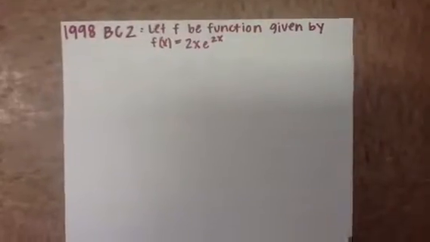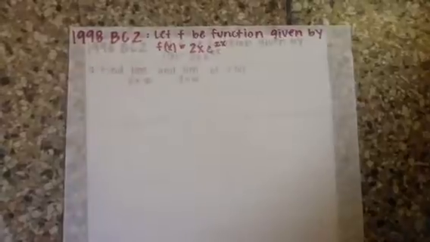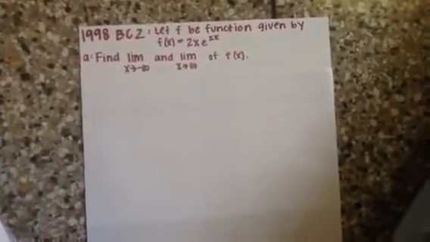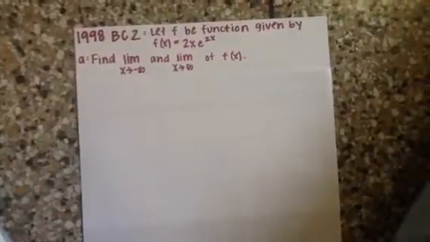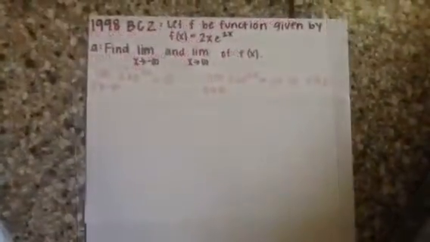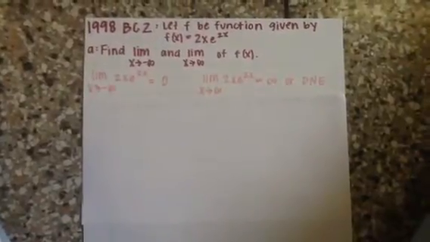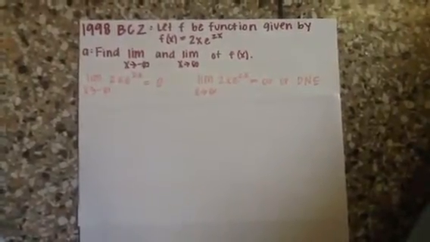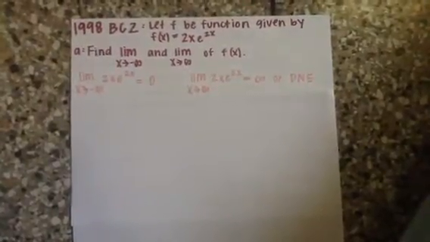1998 BC2. Let f be the function given by f of x equals 2x e to the 2x. Part A. Find the limit as x approaches negative infinity and the limit as x approaches positive infinity of f of x. The limit as x approaches negative infinity of 2x e to the 2x equals 0, and the limit as x approaches positive infinity of 2x e to the 2x equals infinity, or does not exist.